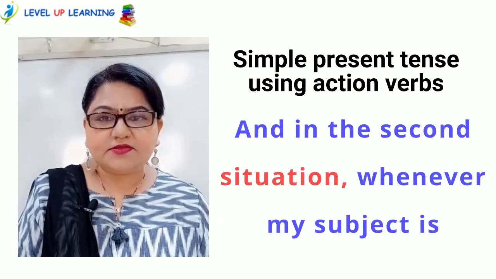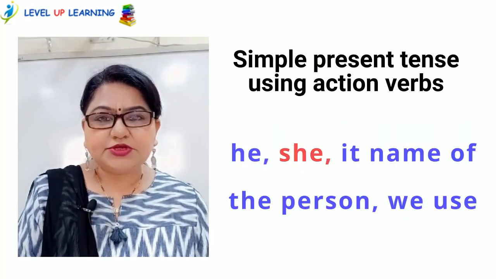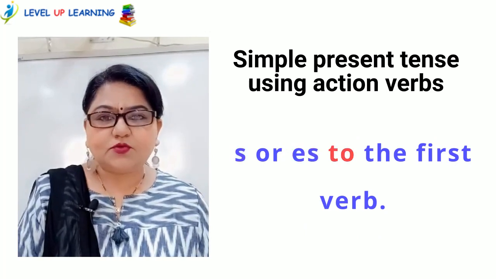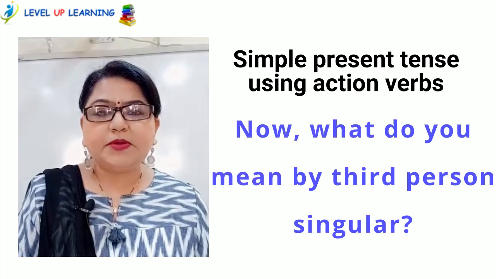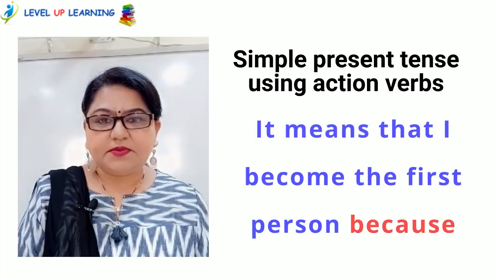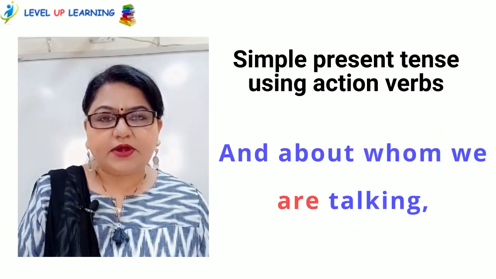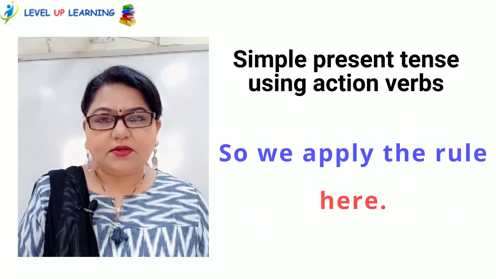And in the second situation, whenever my subject is he, she, it, name of the person, we use s or es to the first verb, or I can say third person singular. Now what do you mean by third person singular? It means that I become the first person because I'm talking to you, you become the second person, and about whom we are talking, that should be the singular one. So we apply the rule here.